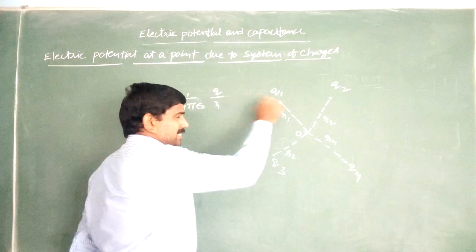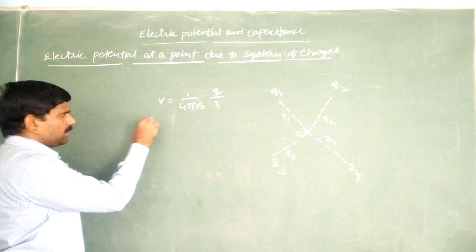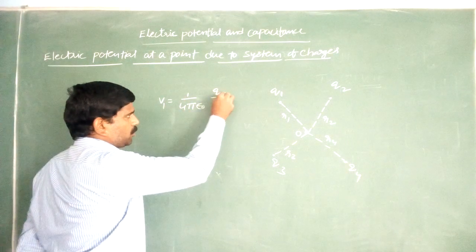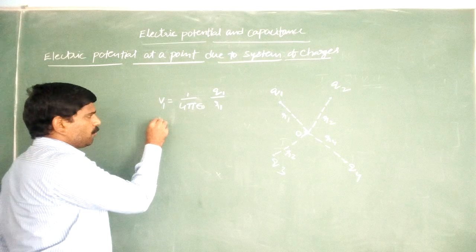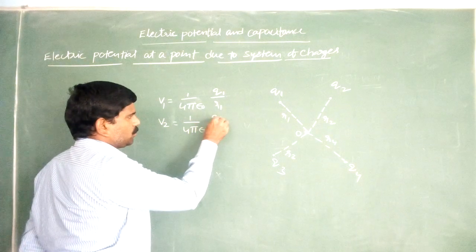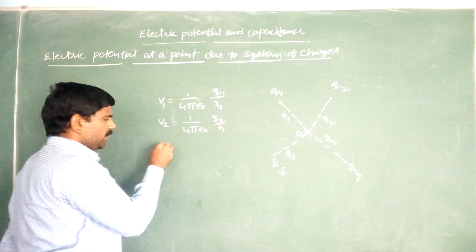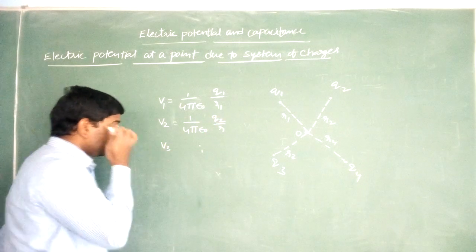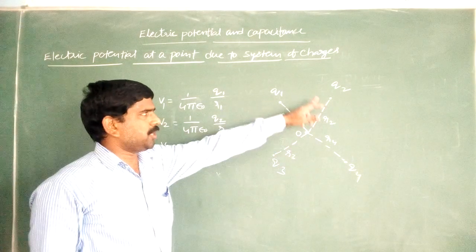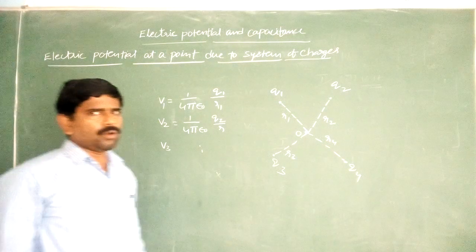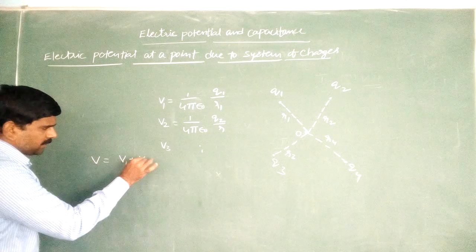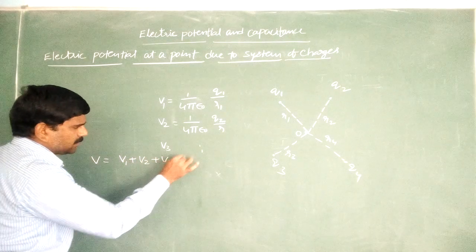Due to the first charge, the electric potential is V1, which is equal to 1 by 4 pi epsilon naught into Q1 by R1. What about V2? That is equal to 1 by 4 pi epsilon naught into Q2 by R2. V3 is the same way. So the net potential at point O, or total potential due to the system of charges at point O, is V, which is V1 plus V2 plus V3 plus V4.